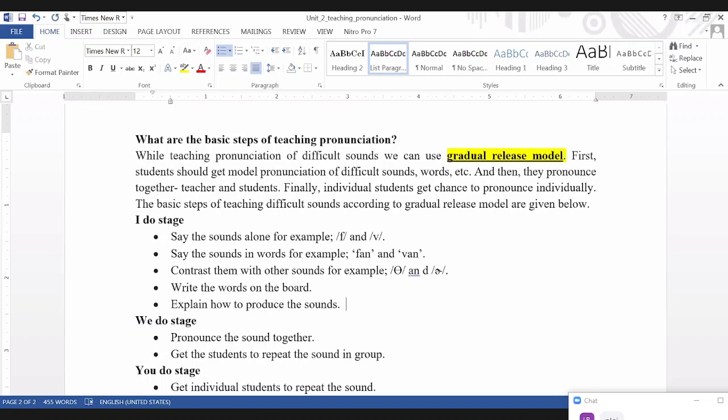Your teacher le गर्छ यो सबै step. Teacher मा control हुन्छ. Teacher controls this. And now slowly together, teacher and student, they do. Here, what happens is, pronounce the sound together. Now, teacher and students, they together pronounce fa and va. They practice. Now, get the students to repeat the sound in group.